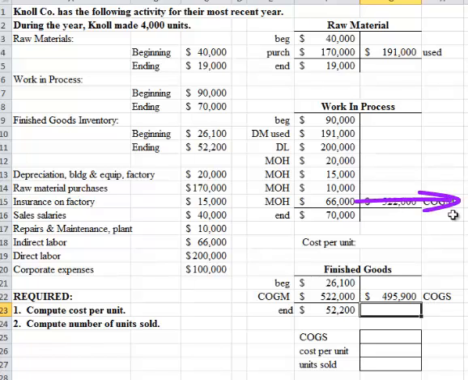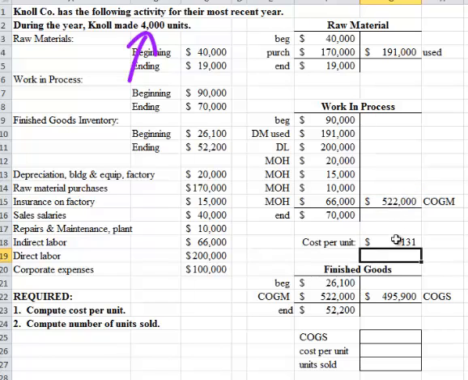We have to go back up here to cost of goods made, and so cost of goods made divided by the number of units made, which they told us was 4,000. So the cost per unit is $131.50. And so if we want to know how many units were sold, we take cost of goods sold and divide it by that cost per unit and see how many there was. Looks like there were 3,800 units sold.